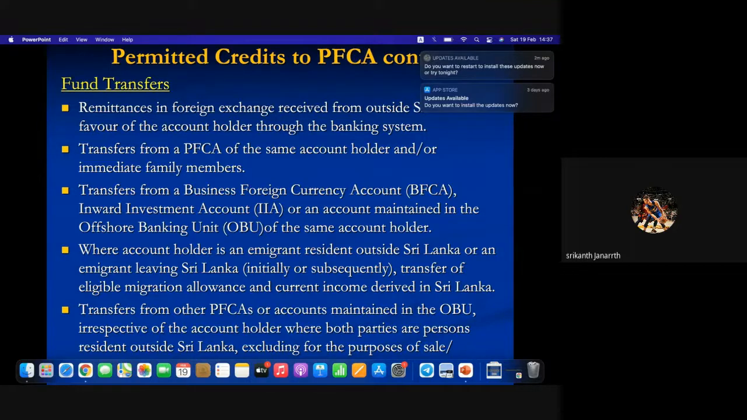Then transfer from a PFCA account or account maintained in an OBU, irrespective of the account holder, where both parties are persons resident outside Sri Lanka. Let's say A and B, one is living in the UK, one is living in Canada, right? So both are living abroad, but both are having a PFC account. So they can transfer from their respective PFCAs.